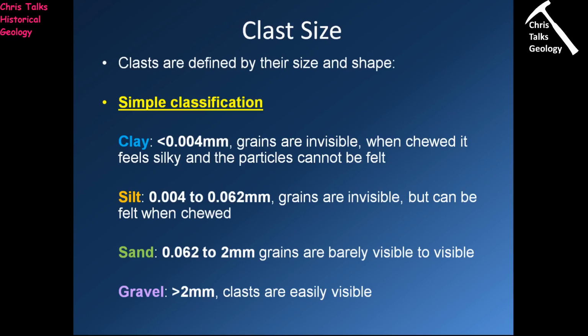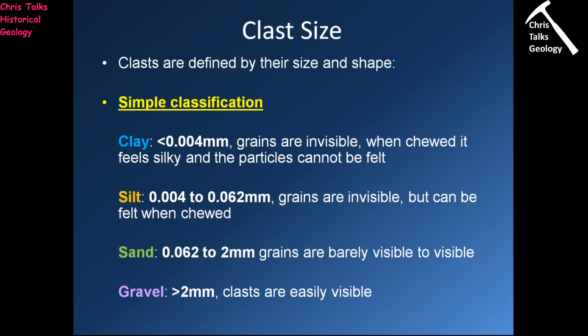The next class size is a silt. That's between 0.004 and 0.062 millimeters in diameter. Once again, those grains are also invisible, but if you take a flake of a silt-dominated sedimentary rock and you chew that little flake and then you rub the resulting paste on the roof of your mouth, you'll get something that feels a little coarser. So the way to tell the difference between clay-sized clasts and silt-sized clasts is to eat a bit of rock. Yeah, but it's effective. What can I say?